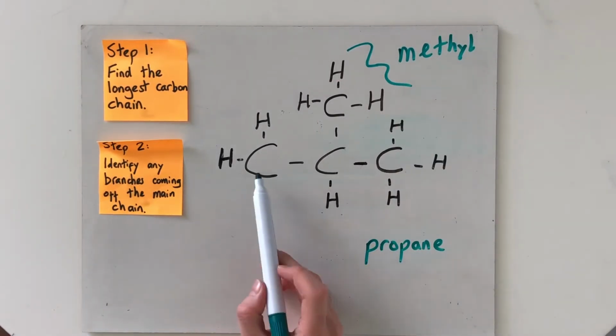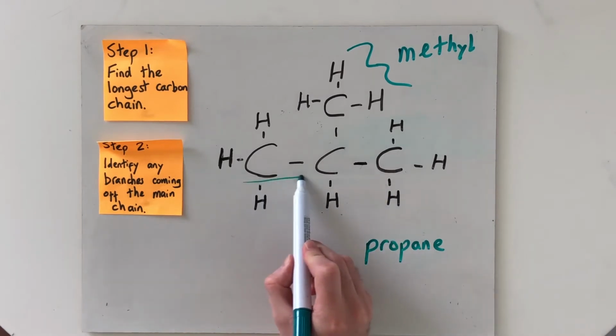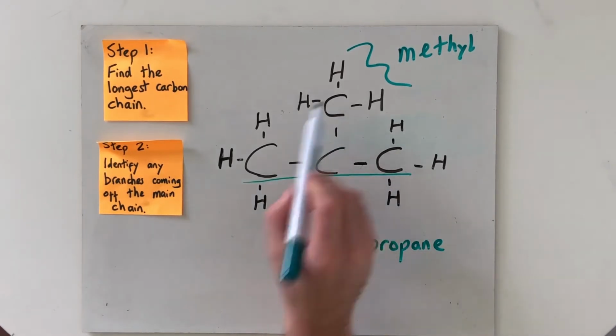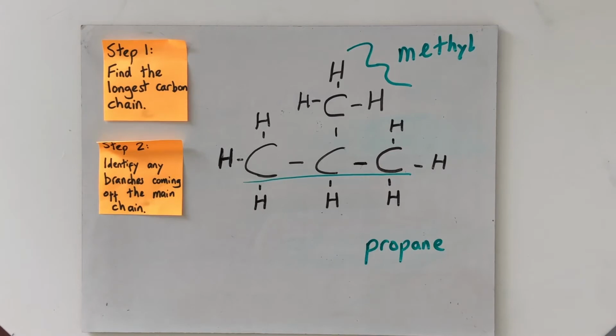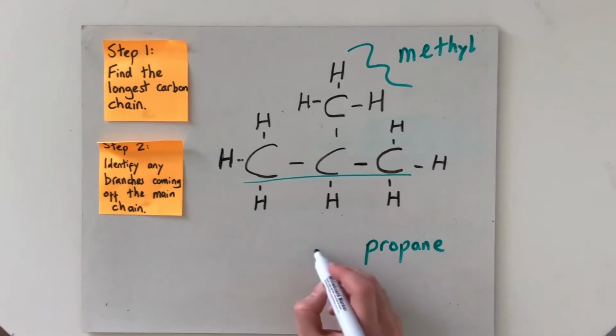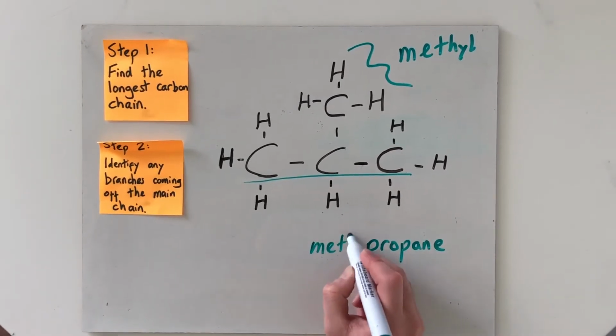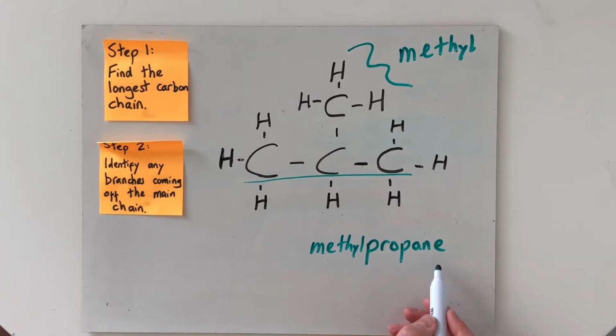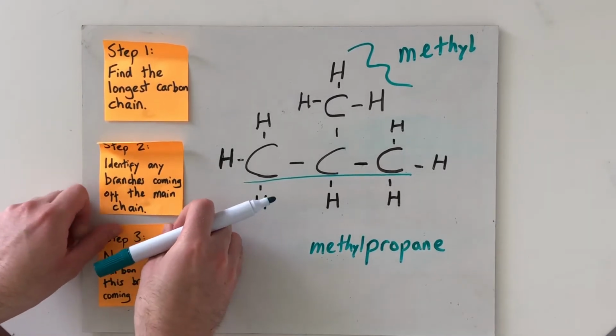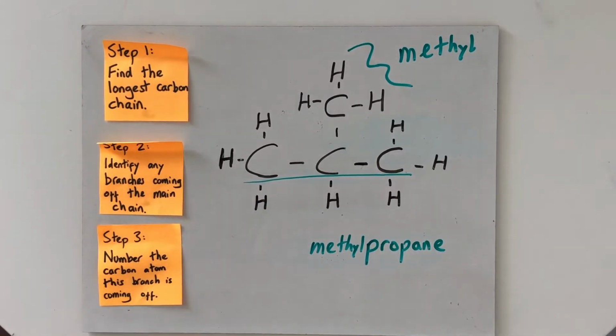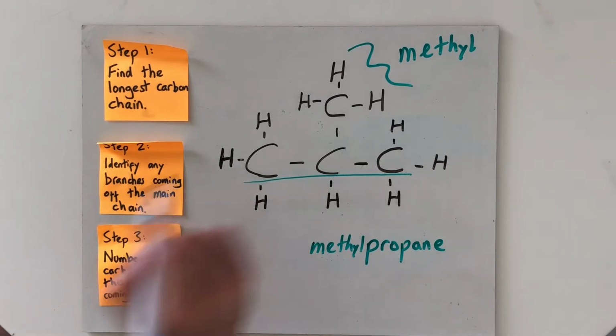So we can see we've got our main chain here with a methyl branch coming off our chain. So we're going to add that before the word propane. You can see we're working our way backwards here. The last thing we need to work out is where that methyl branch is coming off, what number of carbon in the chain that methyl branch is coming off.